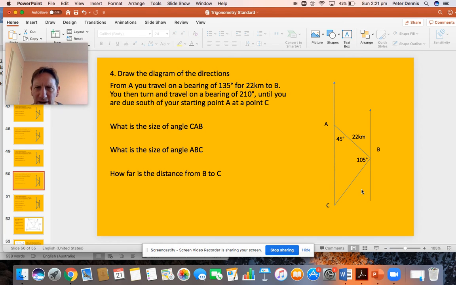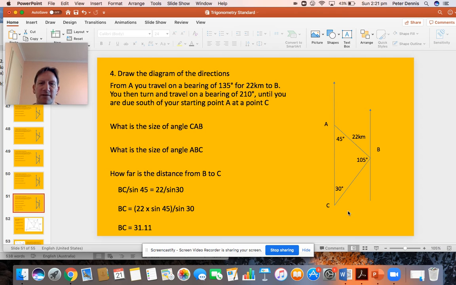How are we going to figure out BC? So we've got two angles, so we're going to use the sine rule. But what have we got? We've got BC over sine 45 equals 22 over sine of this angle. So we need to figure out this angle first. What have we got? 105 plus 45 is 150. So this is 30 degrees. Excellent.